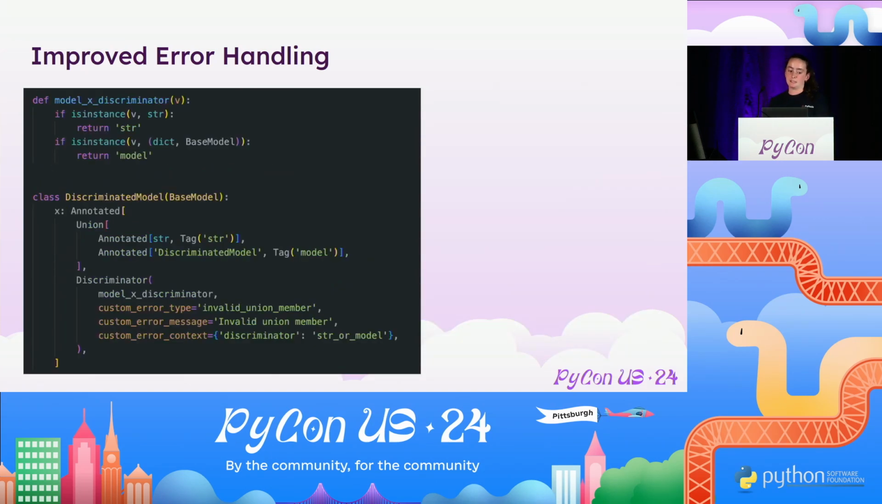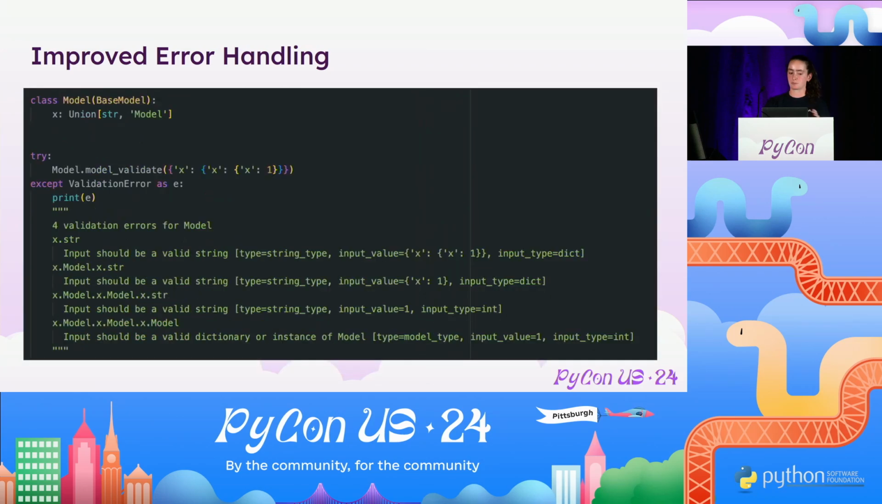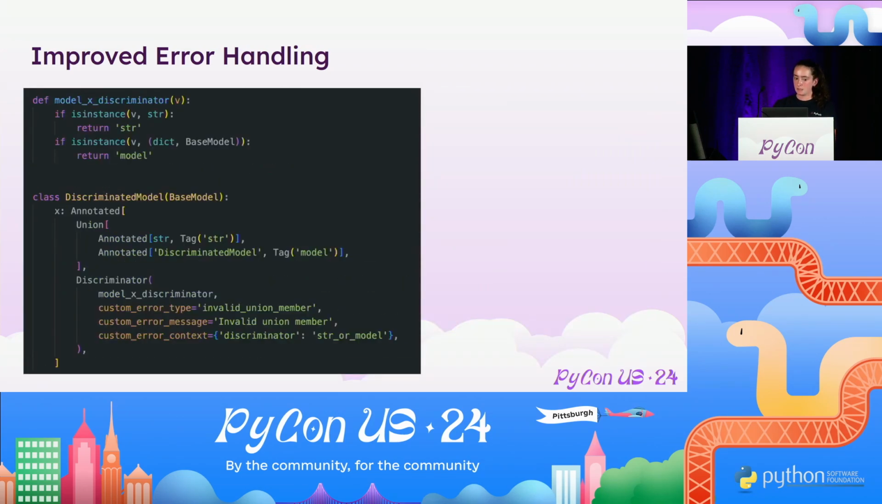So here I'm introducing the callable discriminator in this slide as well. So we have this model X discriminator, which is going to be our callable. And then we have the exact same structure as on the previous slide. So let's just recall we have X, which is a union of string and model. And then here we also have X, which is a union of string, which is tagged with this string tag, and then discriminated model, which is tagged with model. And this callable discriminator basically allows us to pass in the data and determine which of those union members we should discriminate against.